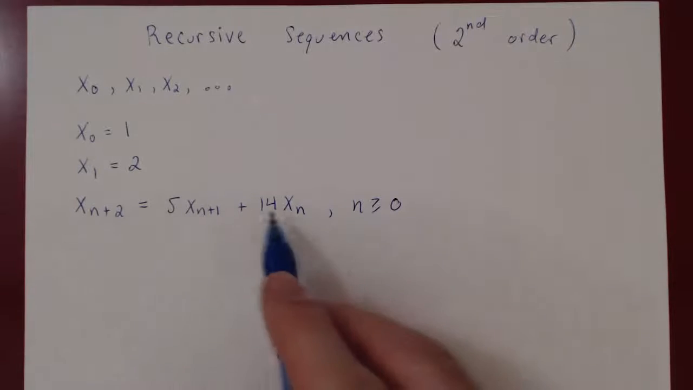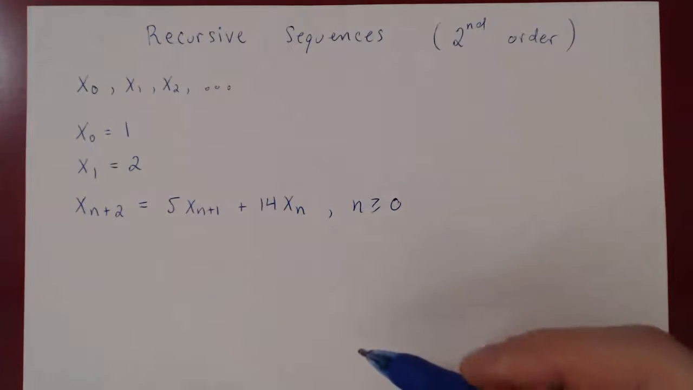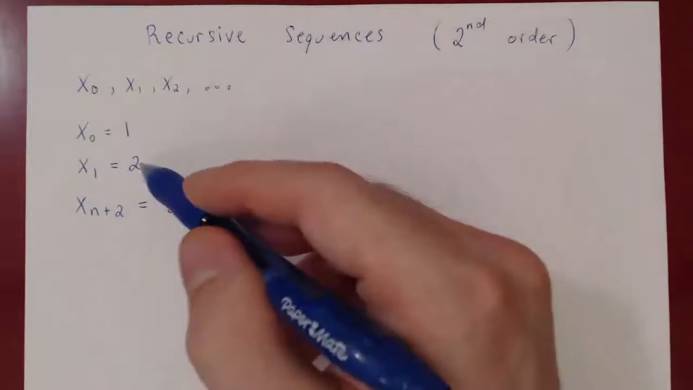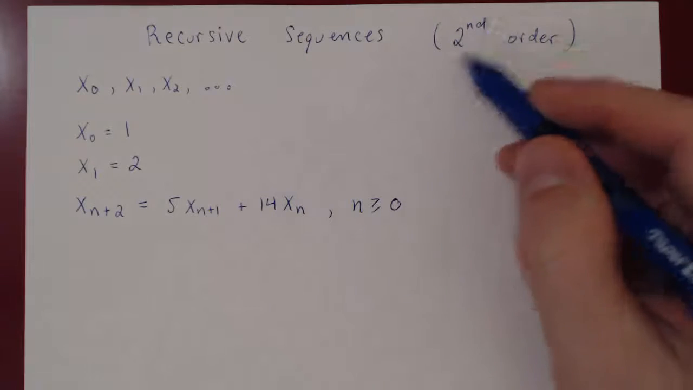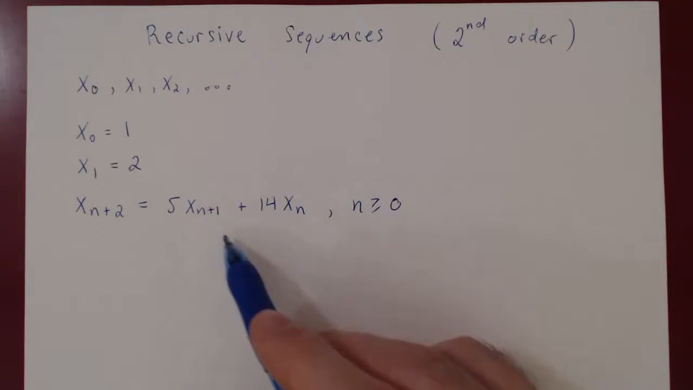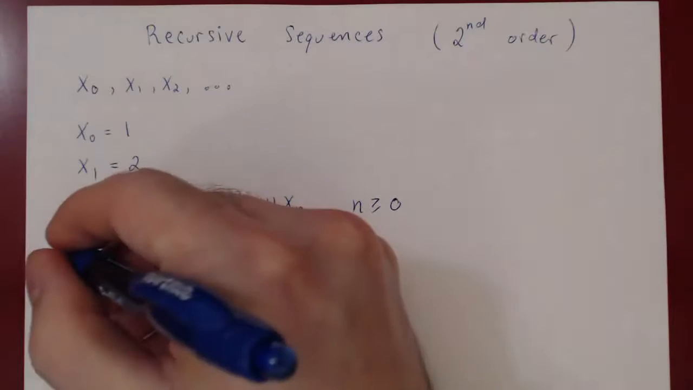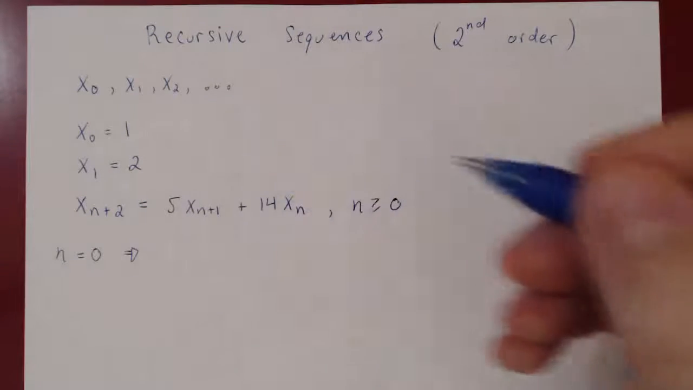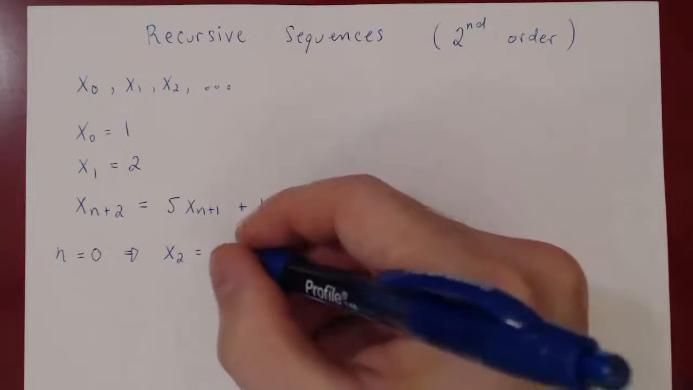So let's see now with this recursion how we can build the sequence one term at a time. How we can find x2, then x3, then x4, and so on. So what if I wanted to find the next term, x2? We already have x0 is 1, x1 is 2, and again, you can choose any given values of your choice for the first two values. And you see the second order is because the next term is dependent on the previous term and the term before that one. So if you want to find x2, that means n has to be 0. So set in the recursion n equals 0. And the implication is, well, x2 will be equal to 5x1 plus 14x0.